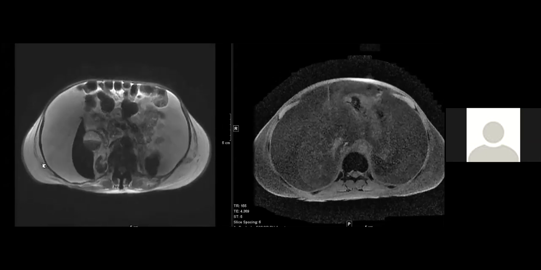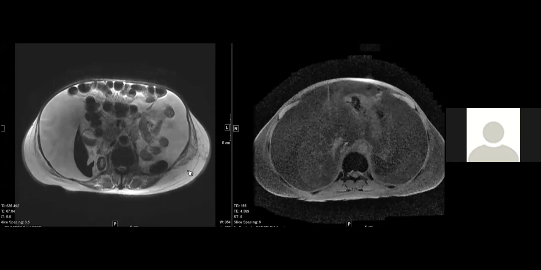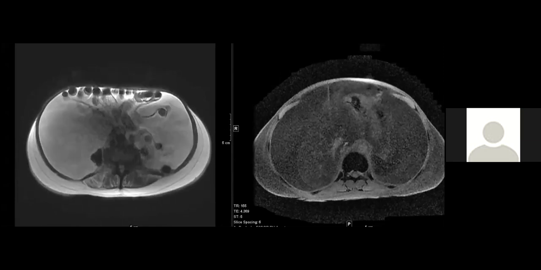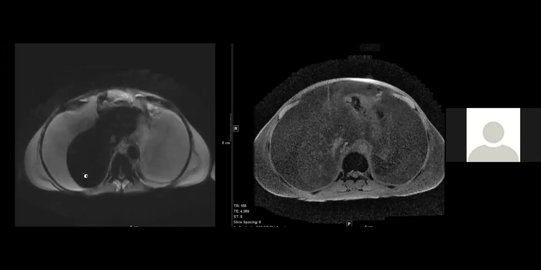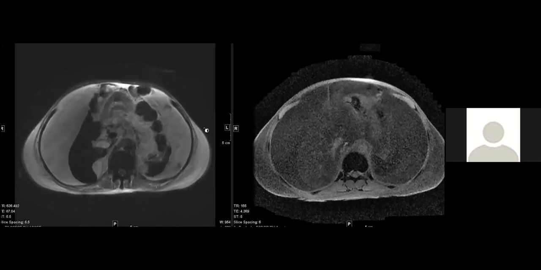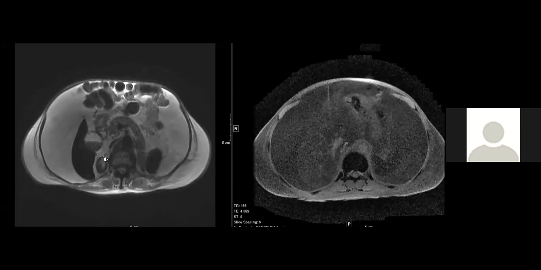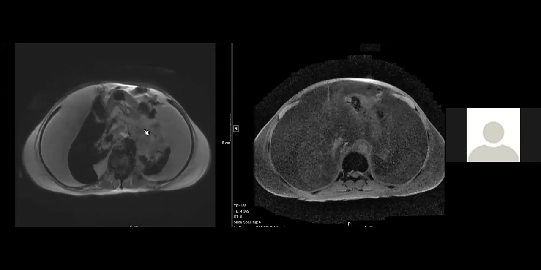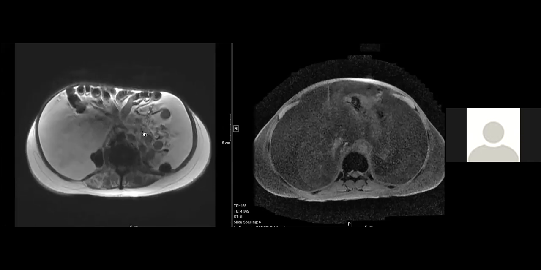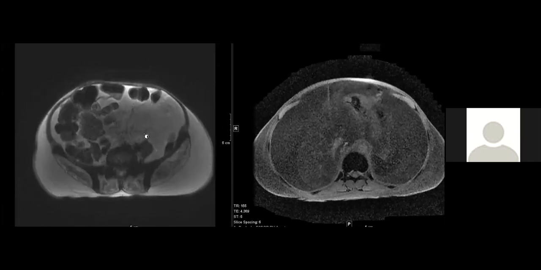So you can see that this is a T2 without fat sat, or with fat sat. This one without fat sat, but you can see that there's really no fat in this patient. The subcutaneous soft tissues are severely edematous. There's paucity of fat planes in the intra-abdominal region, and then just a lot of ascites.